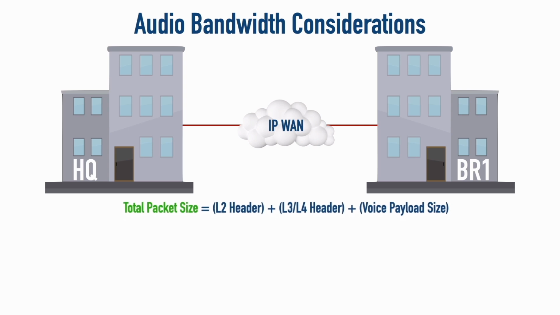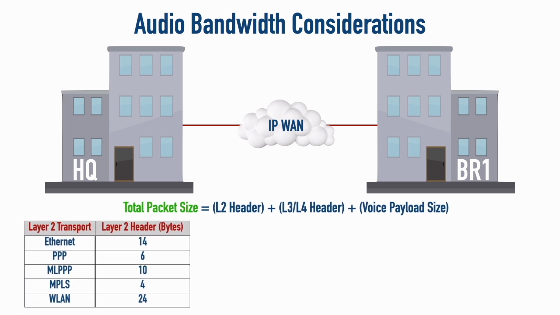First, consider the layer 2 header. Now here is a partial table. This is not comprehensive, but this gives you a good idea of common layer 2 overhead values. If we're using Ethernet, that's going to add on 14 bytes of header.